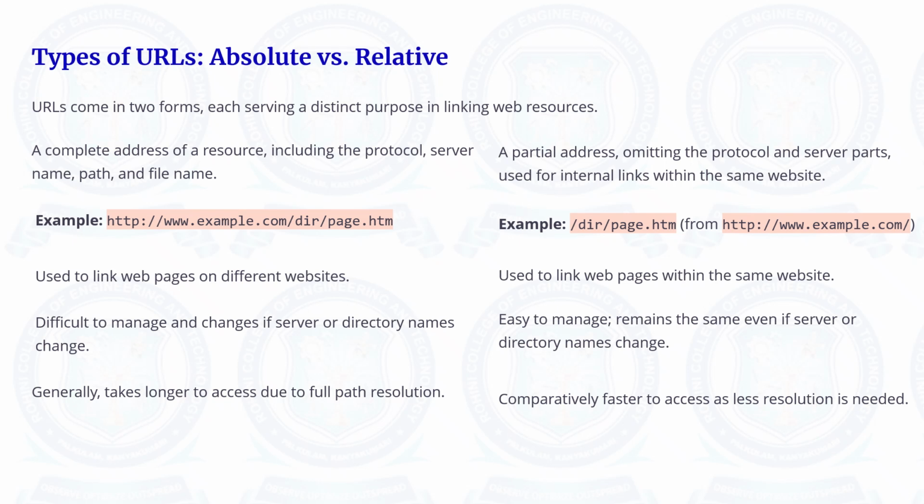Used to link web pages on different websites, it is called an absolute URL. Used to link web pages within the same website, it is called a relative URL. Absolute URLs are difficult to manage and change if the server or directory name changes. Relative URLs are easy to manage and remain the same even if the server or directory name changes. Absolute URLs take longer to access due to full path resolution. The relative URL is faster to access as less resolution is needed.